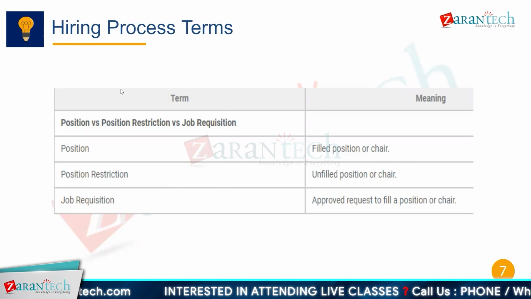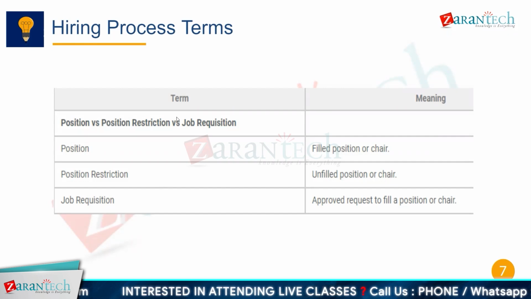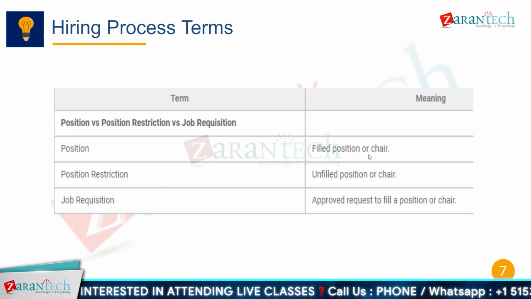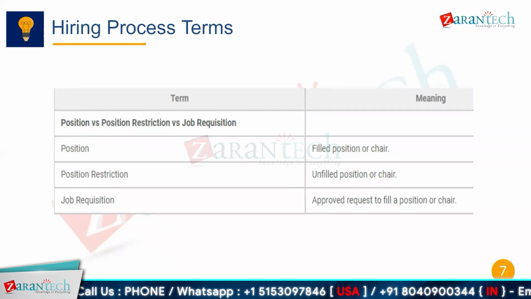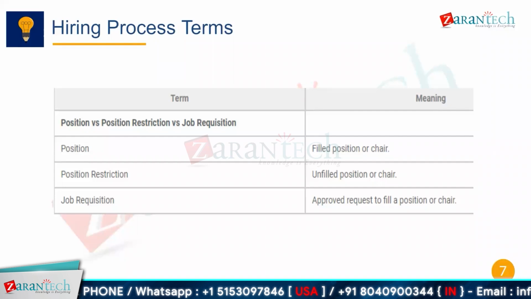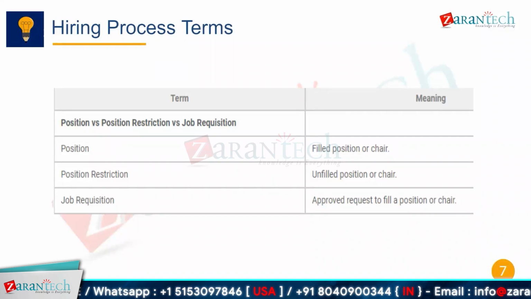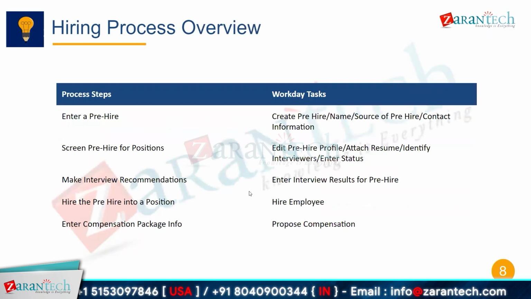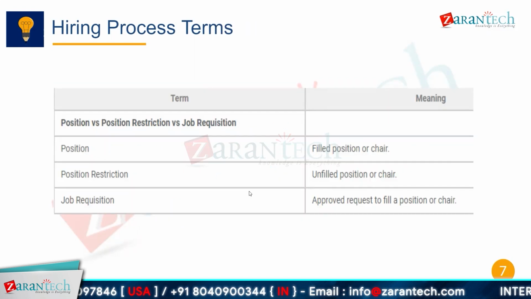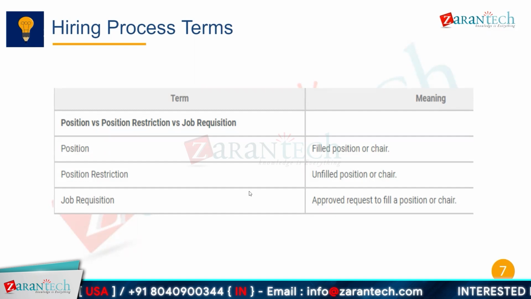Next, let's see the hiring process. Positions versus position restrictions versus job requisition. We have heard these names before, and what do they mean? A position is a filled position, or a chair. A position restriction is an unfilled position, or a chair. A job requisition is an approved request to fill a position or a chair. By chair, we mean a chair that can be held by a particular person, employee, or worker.